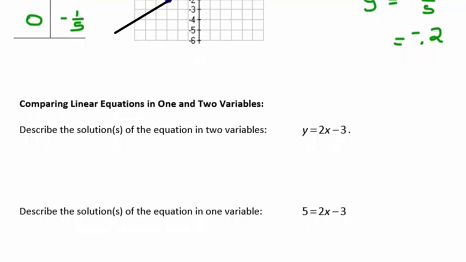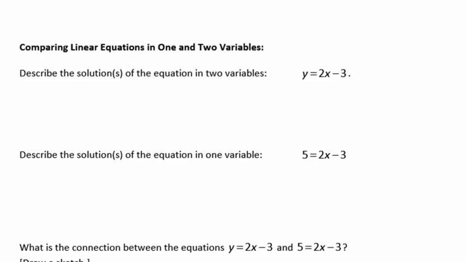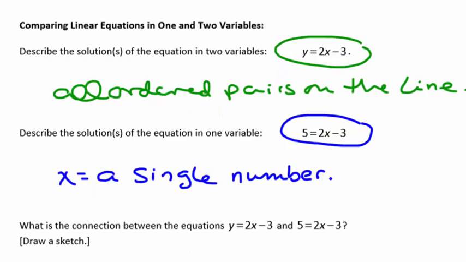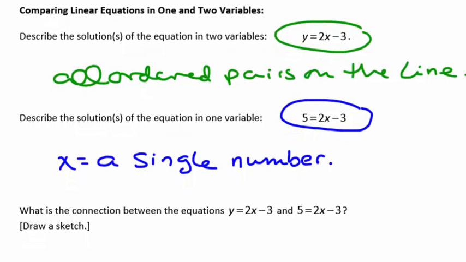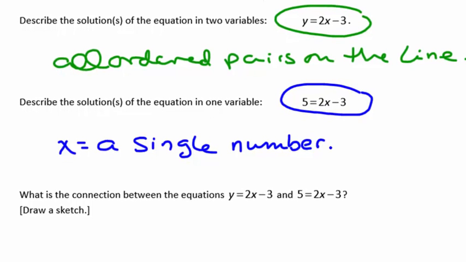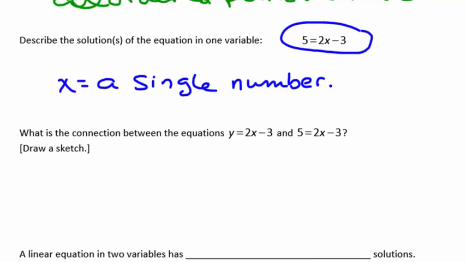For the next part, we're going to compare linear equations in 1 and 2 variables and describe the solution of each. So if I have a linear equation in 2 variables, the solutions are all ordered pairs on the line. And if I have a linear equation that only has 1 variable, I'm going to get 1 number for an answer. So what is the connection between the equation in 2 variables, y equals 2x minus 3, and the equation 5 equals 2x minus 3? Let's draw a sketch.